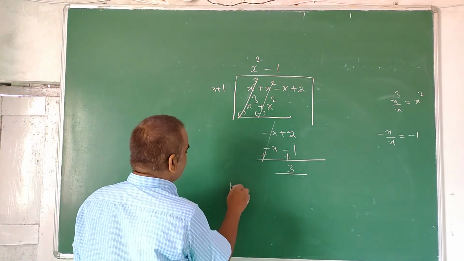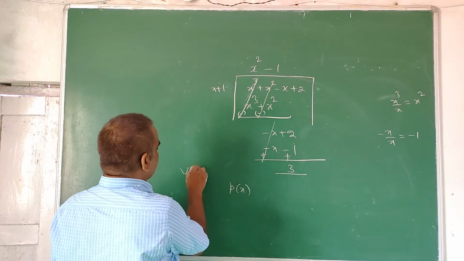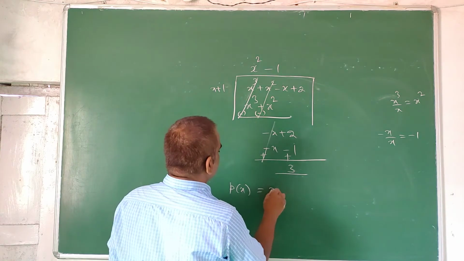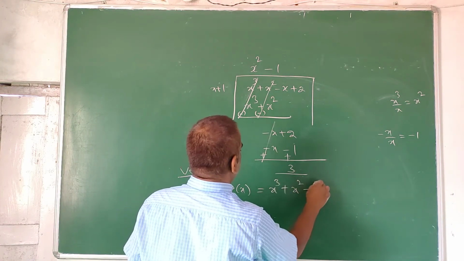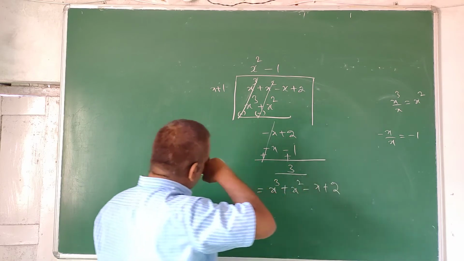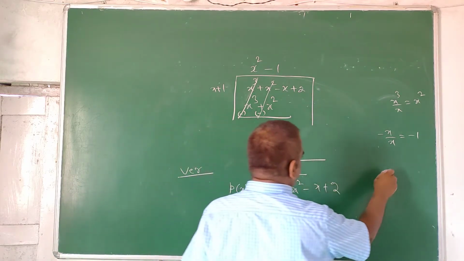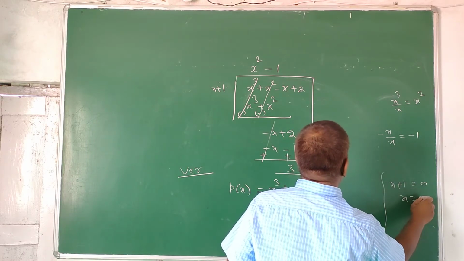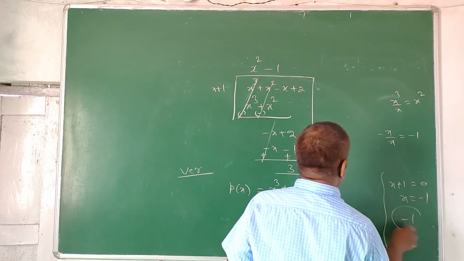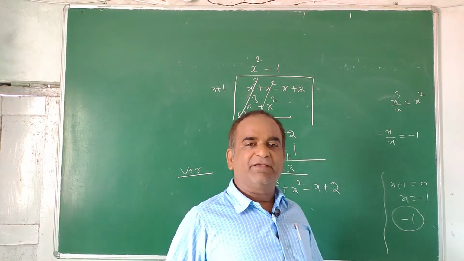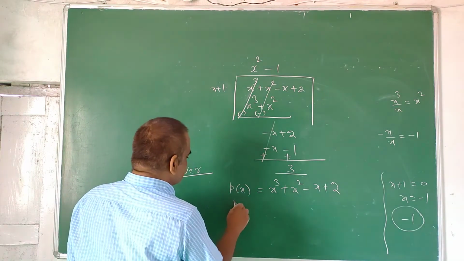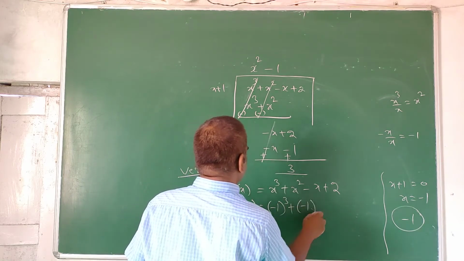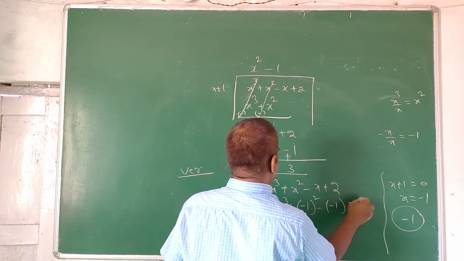Now verification of remainder theorem. Take P of x is equal to x cube plus x square minus x plus 2. Now go to rough work. You are equating the divisor x plus 1 to 0 and get the value of x, which is minus 1. Here now that minus 1 is a. P of a means P of minus 1. So find out P of minus 1, which is equal to minus 1 the whole cube plus minus 1 the whole square minus of minus 1 plus 2.